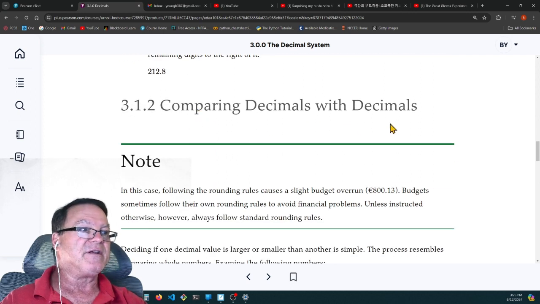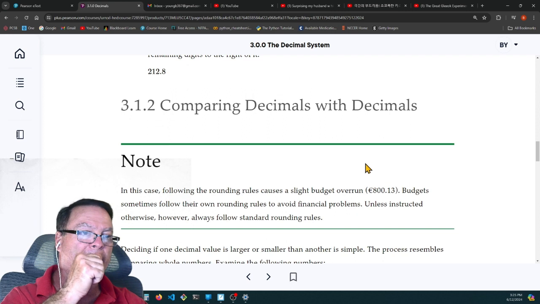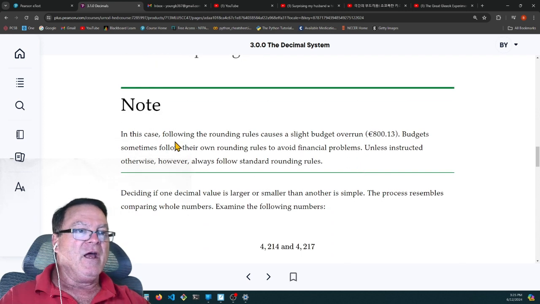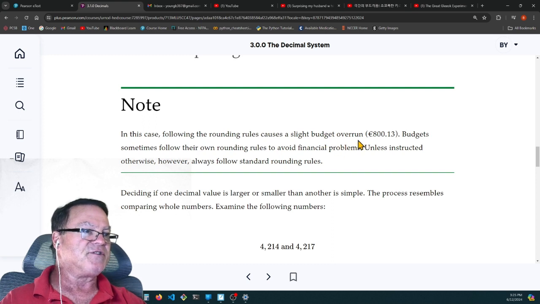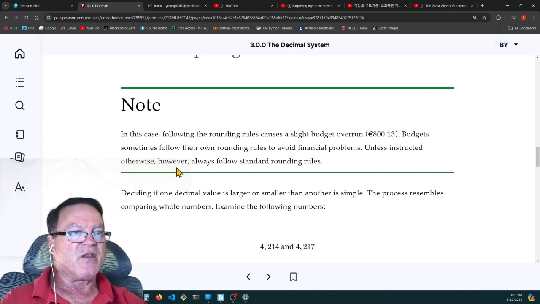3.1.2, comparing decimals with decimals. Note, in this case, following the rounding rules causes a slight budget overrun. Here we have an 800.13 euros budget. Sometimes suppliers follow their own rounding rules to avoid financial problems. Unless instructed otherwise, however, always follow the standard rounding rules.